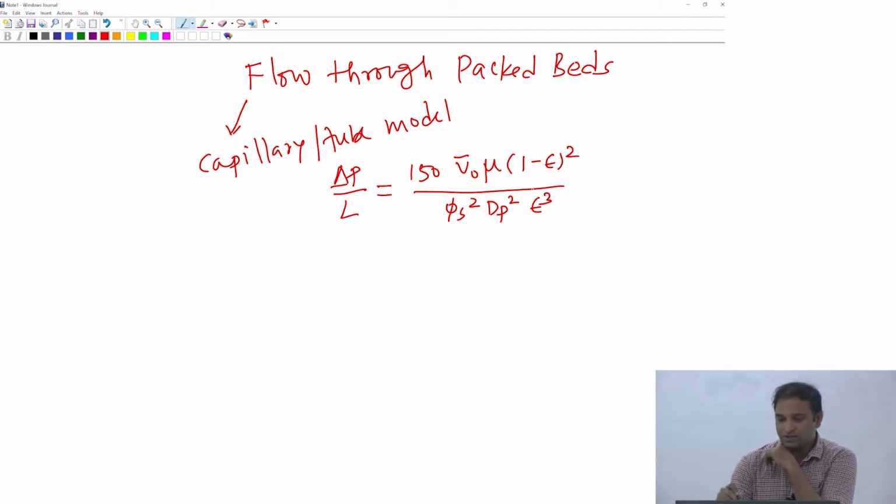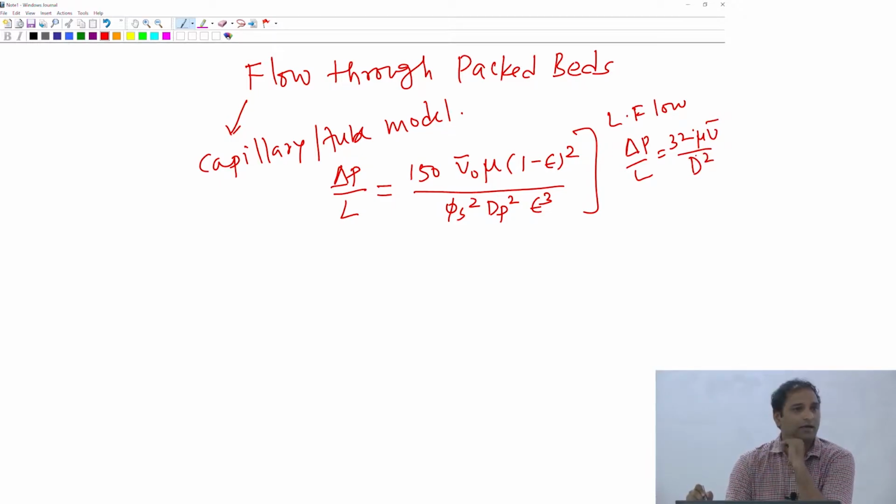So the way this was done is we are basically looking at a case of laminar flow conditions, right? And the starting equation was delta P by L is equal to 32 mu V bar divided by d square, right?